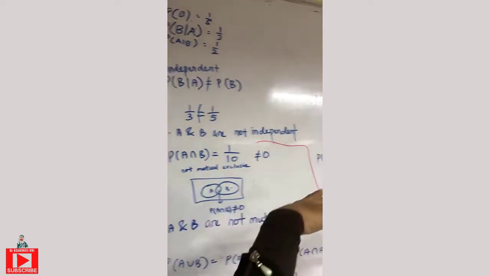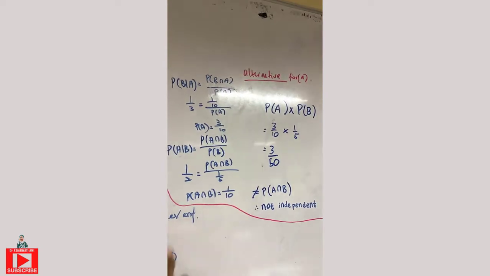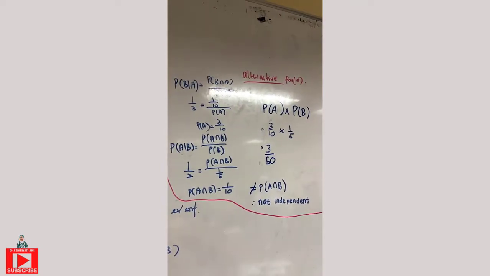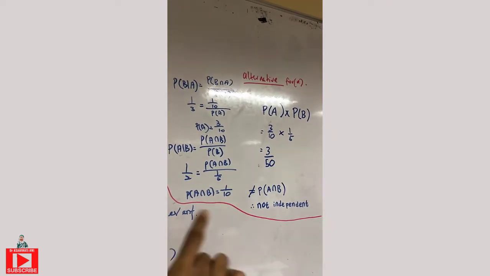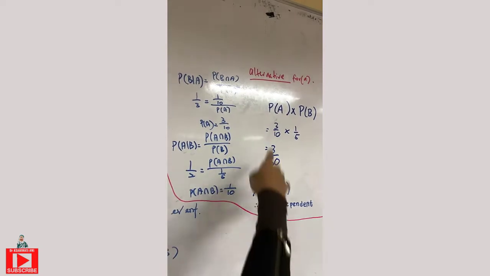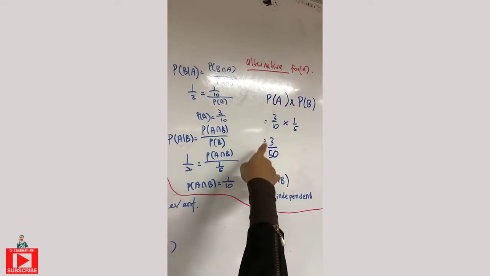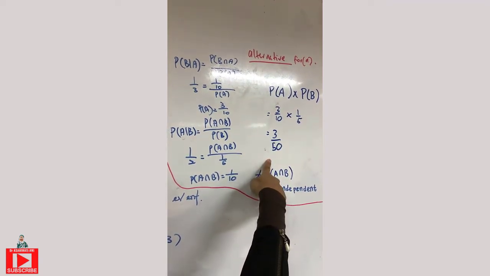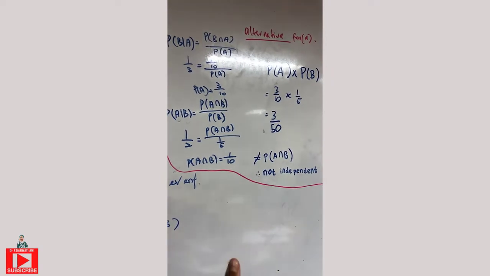The other alternative for question A is, we know that if probability A times probability B is not equal to probability A intersect B, then they are not independent. In this question, probability A times probability B is equal to 3/50, which is not the same as probability A intersect B. How to find P(A)?